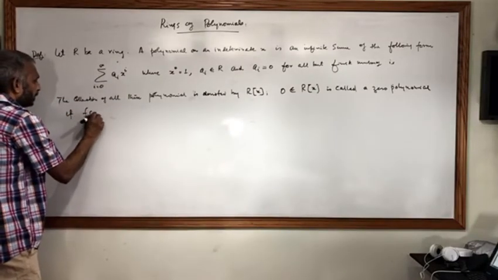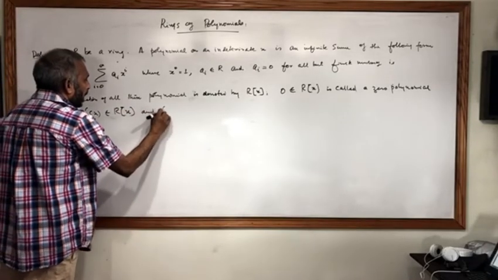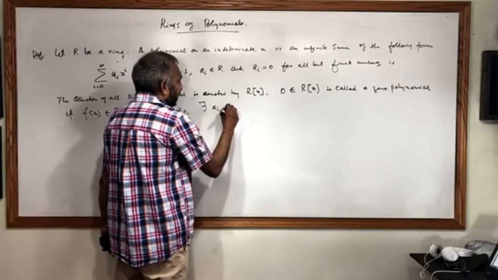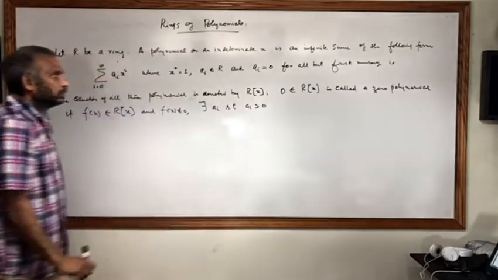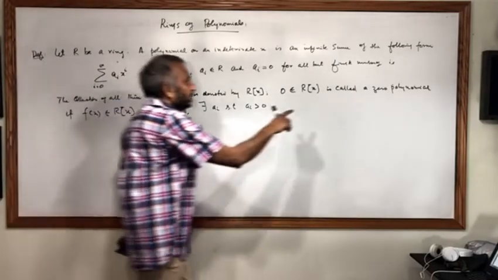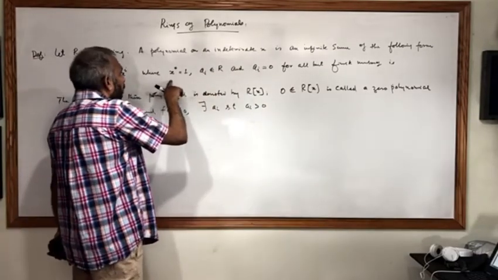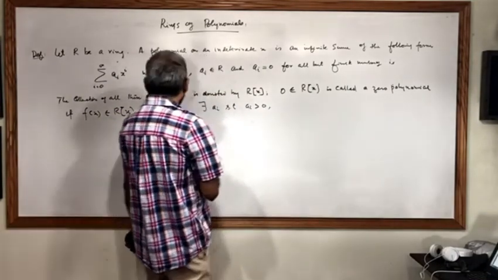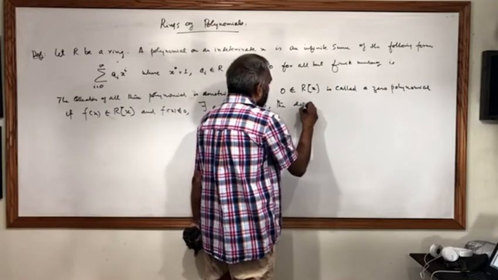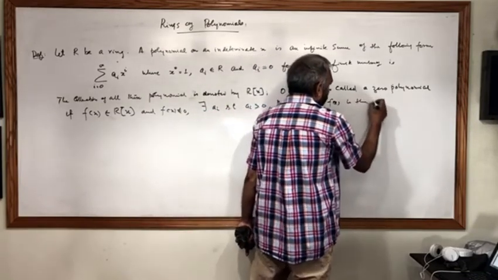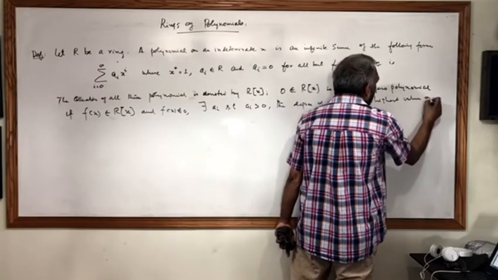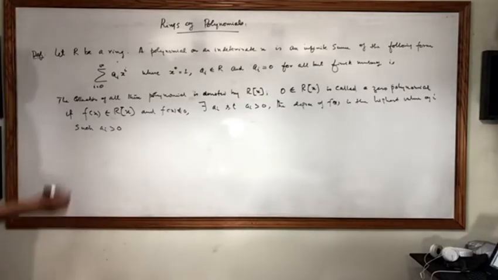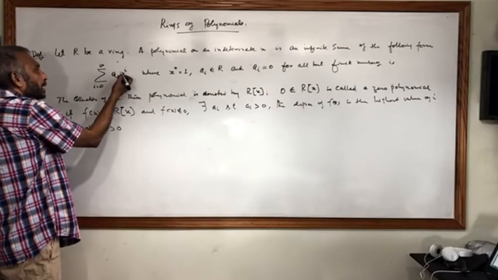If f of x belongs to R of X and f of x is different from 0, then there exists an a_i such that a_i is not 0. If all the a_i are 0, then it is called the zero polynomial. If we have one a_i that is nonzero, then it is not the zero polynomial. In which case, the degree of f of x is the highest value of i such that a_i is nonzero. Meaning that is the coefficient of the highest exponent of the indeterminate.